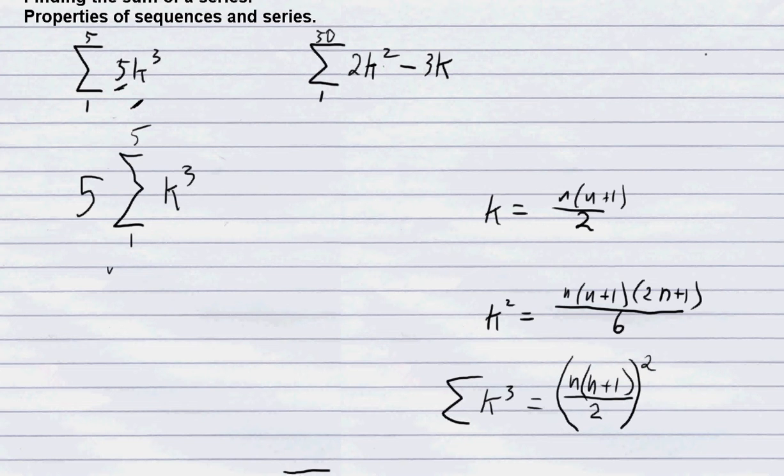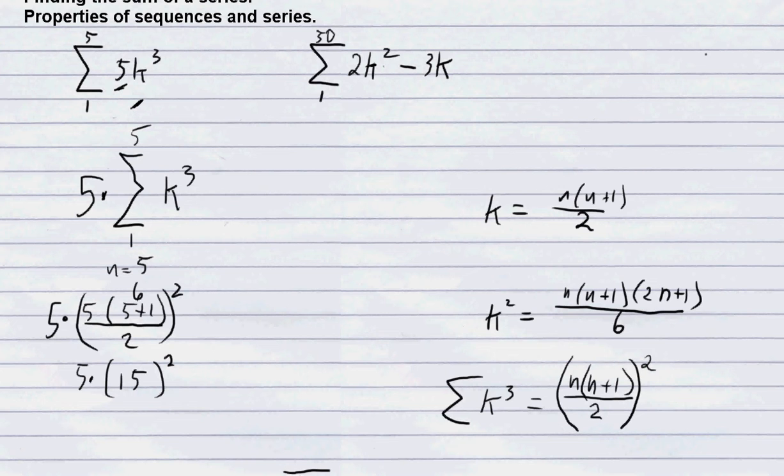N is equal to 5 in this case, you understand, because we're adding the first 5 terms in the series. So 5 times 5 plus 1 divided by 2, squared. This is 6, of course. 5 times 6 is 30, divided by 2 is 15, right? And then that's going to be squared. And since we're multiplying 5 here, we can't forget to multiply the 5 on the outside.